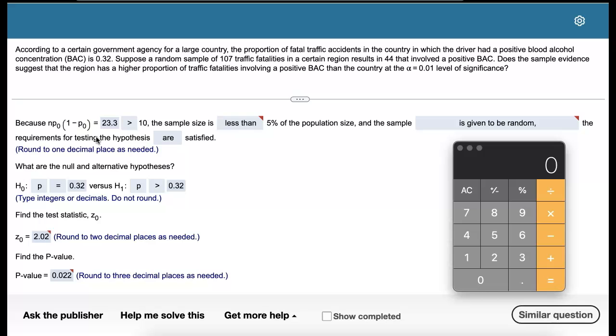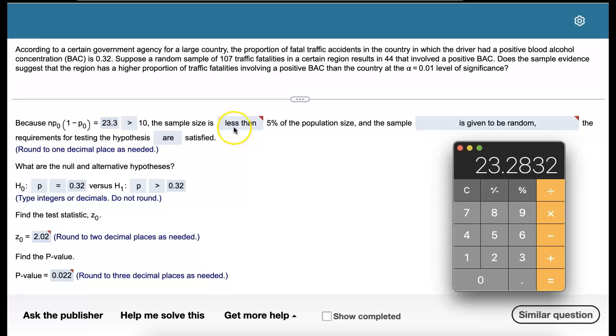are satisfied. And really the only thing that we have to calculate here is this value, which is n, being the sample size, 107, times p naught, which was given as 0.32, and then times 1 minus 0.32, which is the same as 0.68, and we see here that we get approximately 23.3 when we round to 1 decimal place, and we confirm that that is greater than 10.